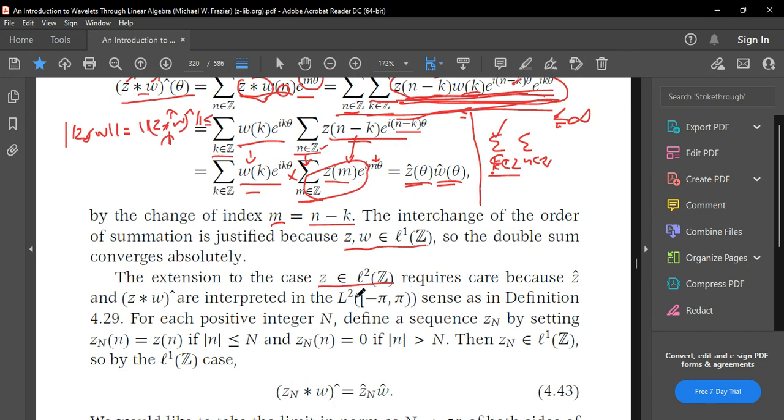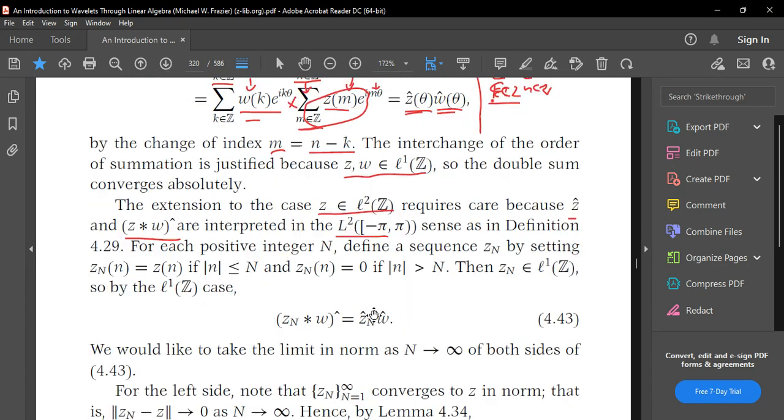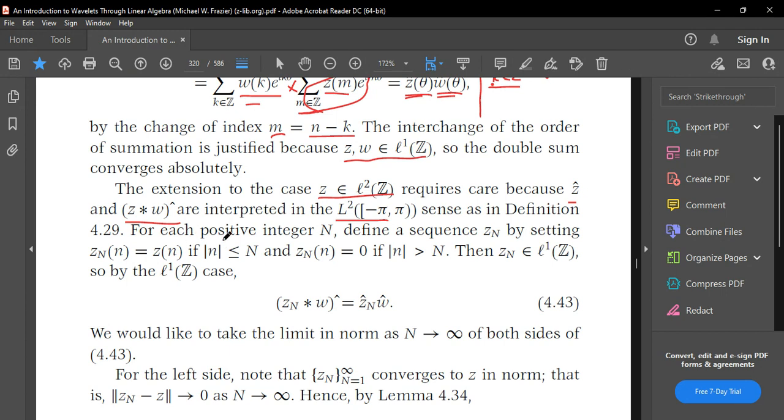As we have to, z cap and z star w cap must be defined in the L2 sense, and for this we now define, for each positive integer capital N, a sequence z_N by setting z_N of n equal to z of n for mod n less than or equal to N, that is minus N less than or equal to n less than or equal to N. For these indexes from minus N to N, we have a new sequence z_N, whose components from minus capital N to plus capital N will be z of n, the same, and all other components will be 0.